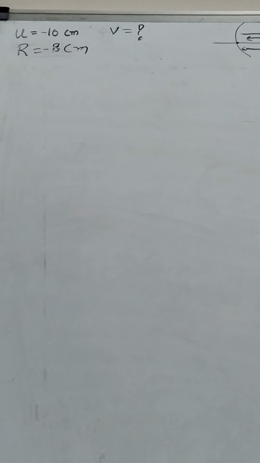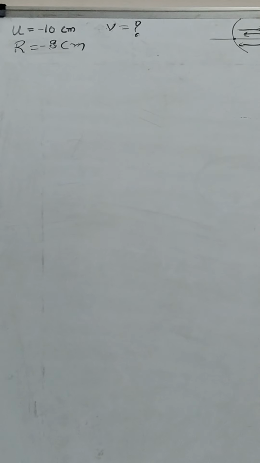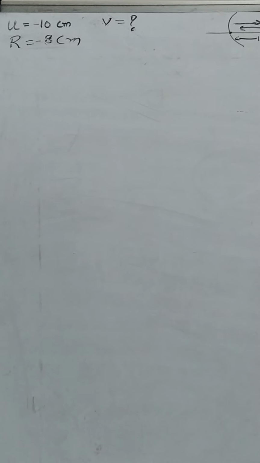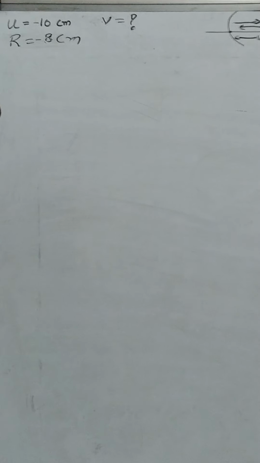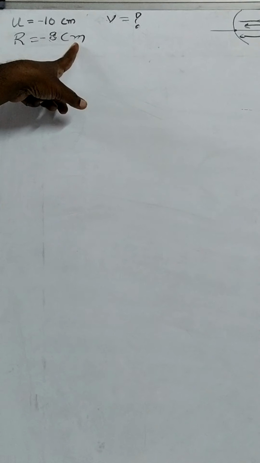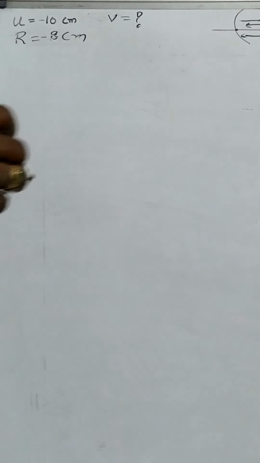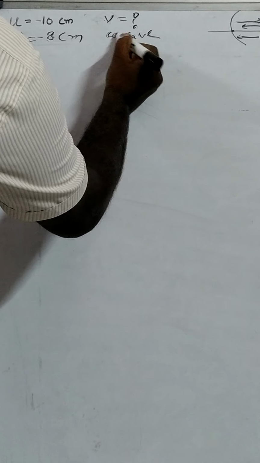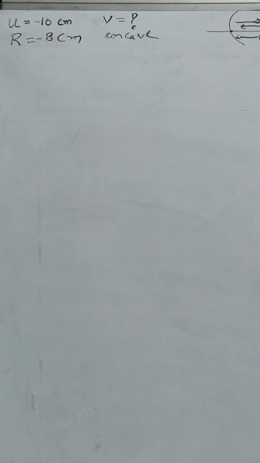Next, remember, for a concave mirror, radius of curvature or focal length is negative. For convex it is positive. For concave it is negative. So R is equal to minus 8 centimeters because it is a concave mirror. Okay, so we have to find the image distance V. How much is it?